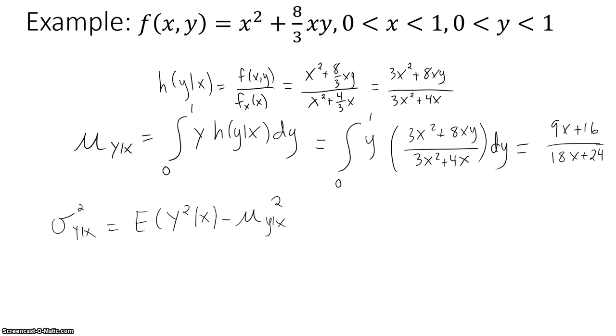We can also find the variance of the conditional distribution of y given x by taking the expected value of y squared given x minus that mean of the conditional distribution, which we just found.